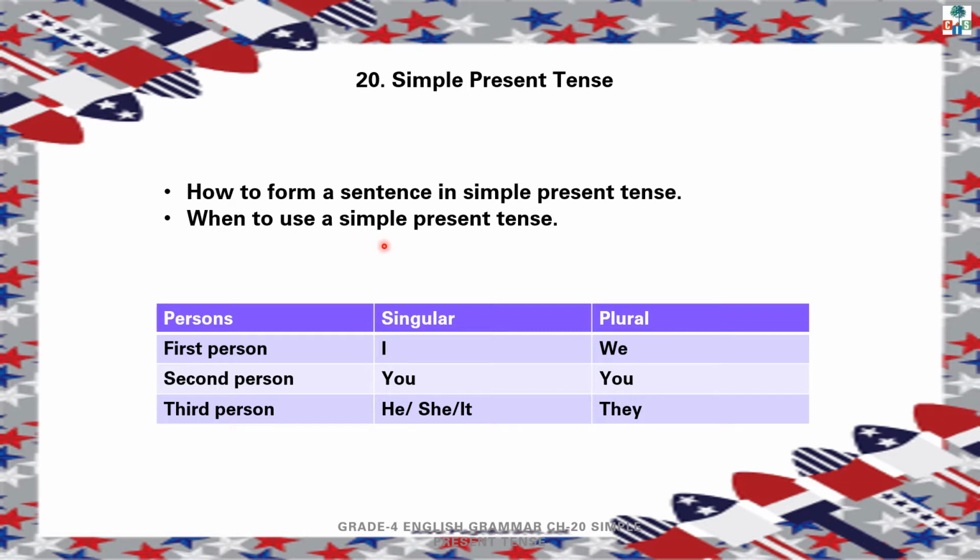Before we get started, you need to know about all the three types of persons. First person, second person and third person. First person in singular form is I and plural form is we. Second person singular is you and plural is also you. Third person singular is he, she or it or any other singular noun and plural is they.